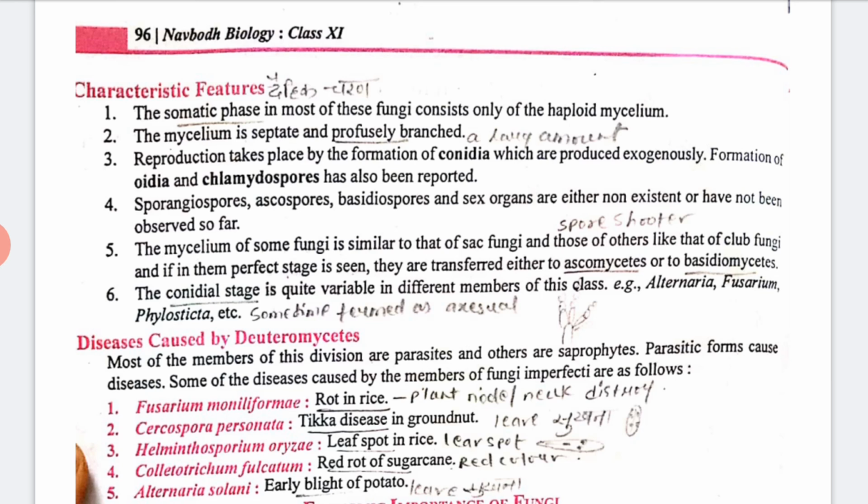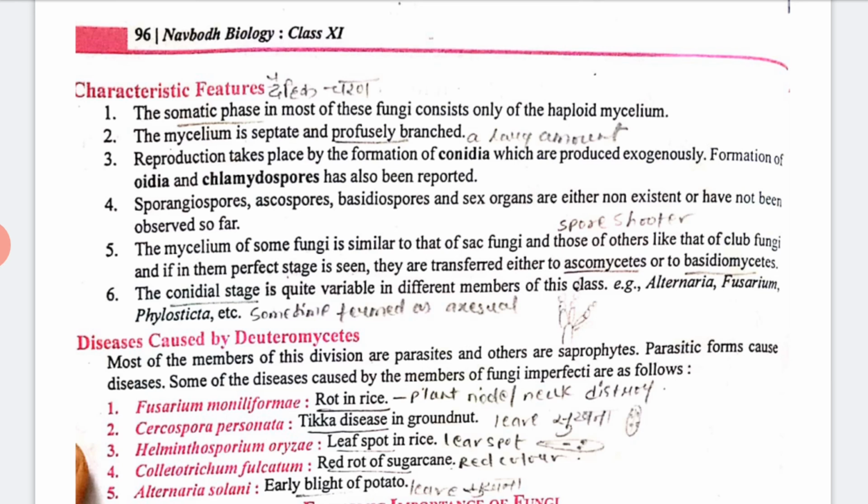Okay. So first we have Fusarium moniliforme, which causes foot rot in rice, meaning the plant nodes or the neck can be destroyed. Now the next disease we have is tikka disease in groundnut. Tikka disease means the leaves get dried.